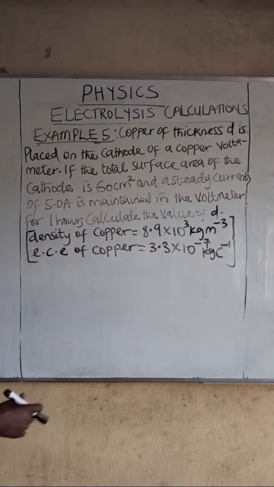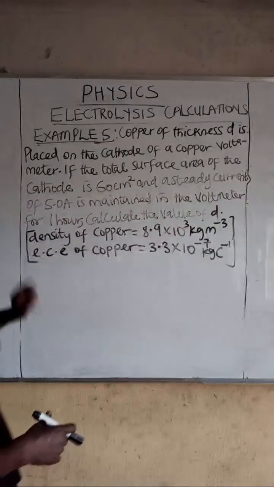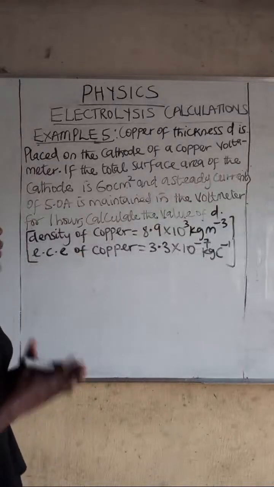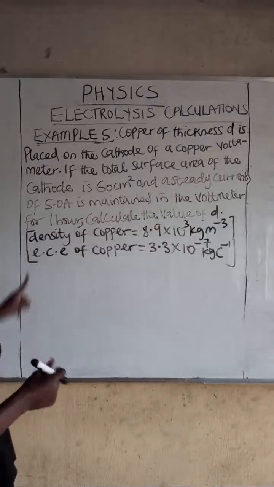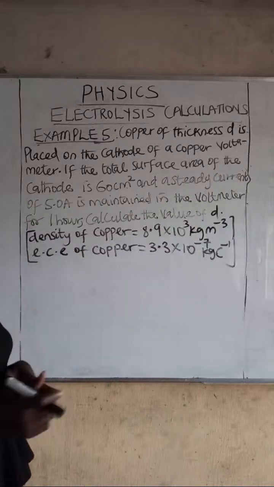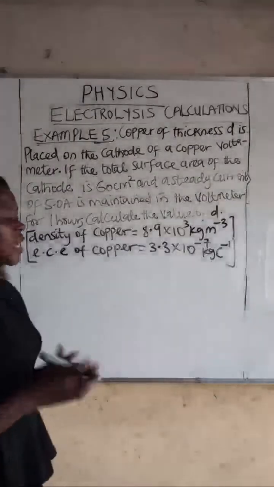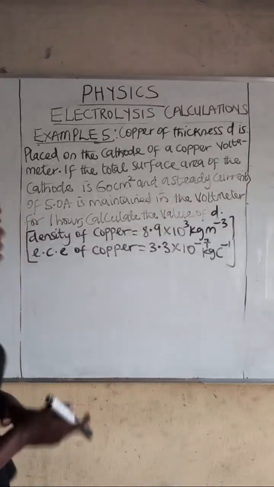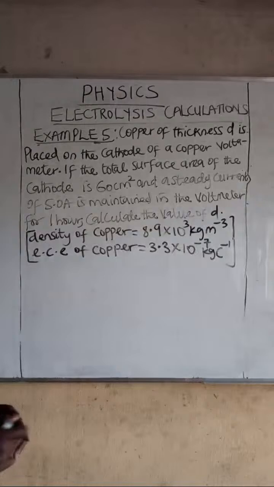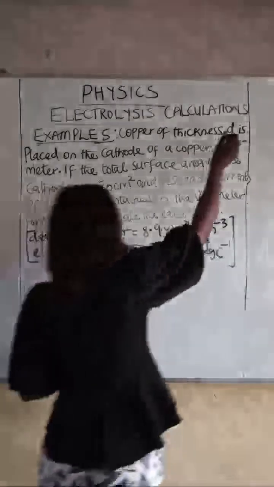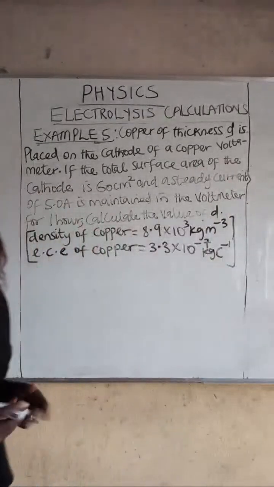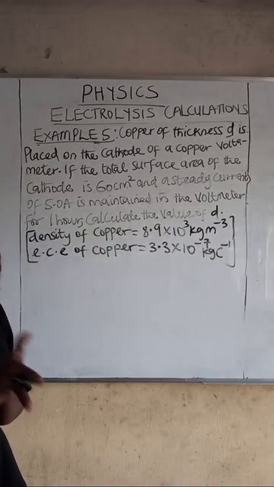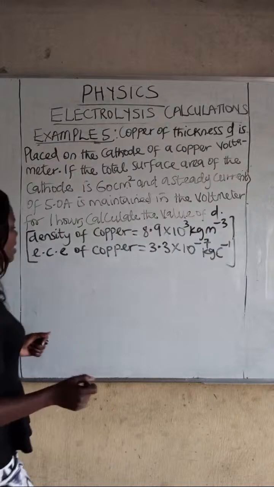Now, they give us the density of copper to be 8.9 times 10 raised to power 3 kilograms per meter cube, and the electrochemical equivalent of copper to be 3.3 times 10 raised to power minus 7 kilograms per coulomb. Now, looking at this question, they say a copper of thickness D. From what we have, I want to derive something. I've done that yesterday, but I want to recap from yesterday's class.